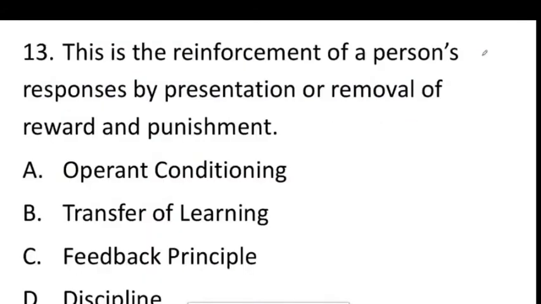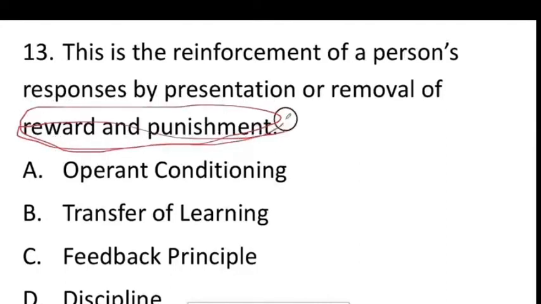Now we go to number 13. This is the reinforcement of a person's responses by presentation or removal of reward and punishment. Now, the tips that you have here, the hints that you have here would be the terms reward and punishment. This is still part of your behaviorism. Is it operant conditioning? Operant conditioning is by B.F. Skinner, Boris Frederick Skinner. Transfer of learning. Is it a feedback principle? Is it discipline? The correct answer here would be letter A, operant conditioning. Operant conditioning by B.F. Skinner.